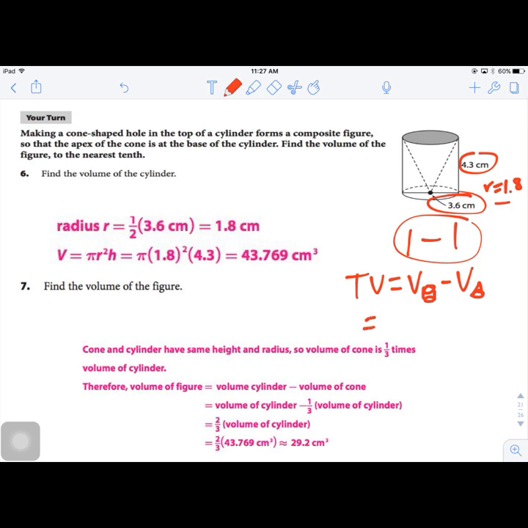The volume of the cylinder is going to be pi r squared h, minus the volume of the cone, which is 1/3 pi r squared h. And because they have the same exact dimensions, the radius is the same and the height is the same, we can actually combine these two and subtract. So it's like 1 minus 1/3. We have 2/3 pi r squared h for the total volume of the composite figure.